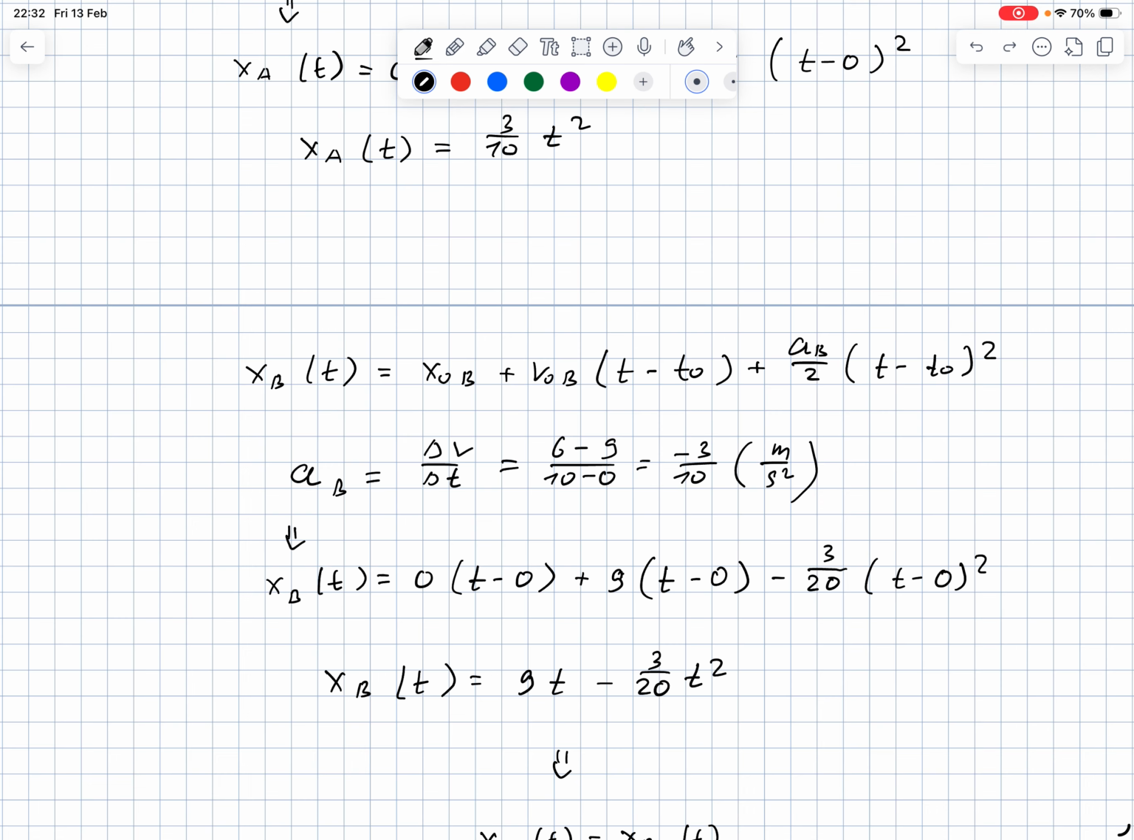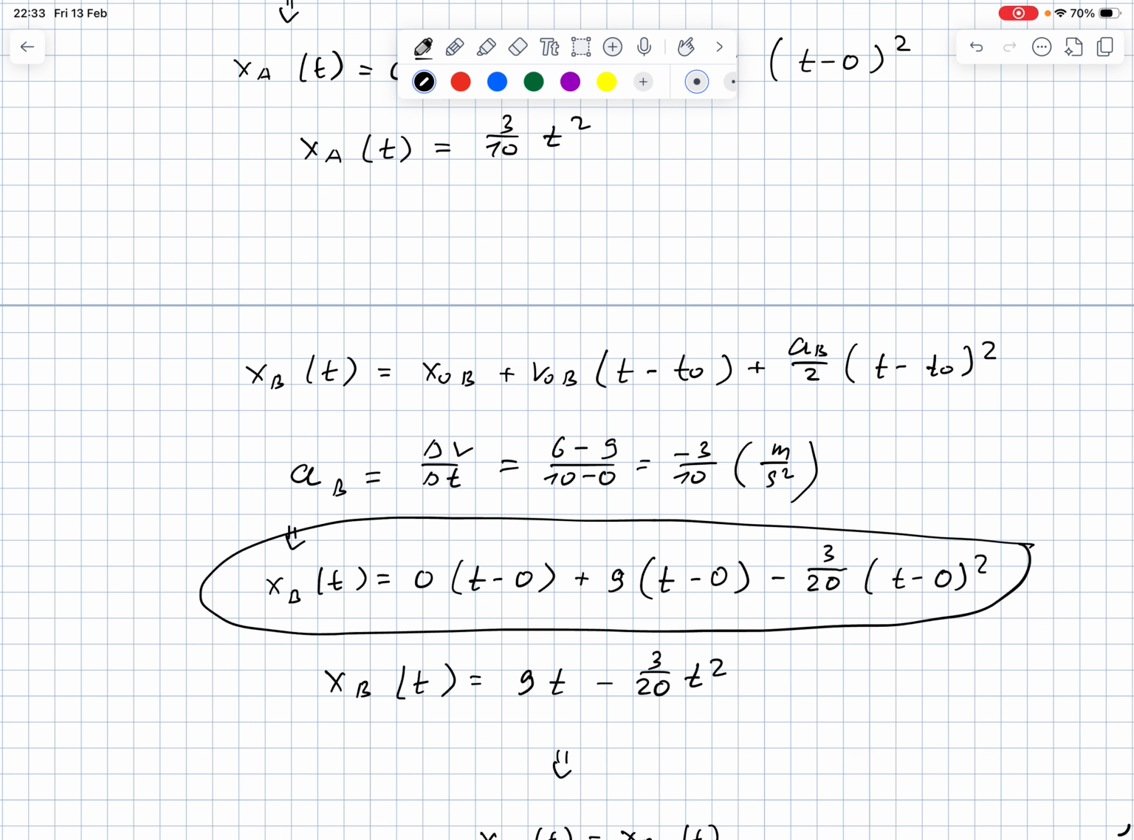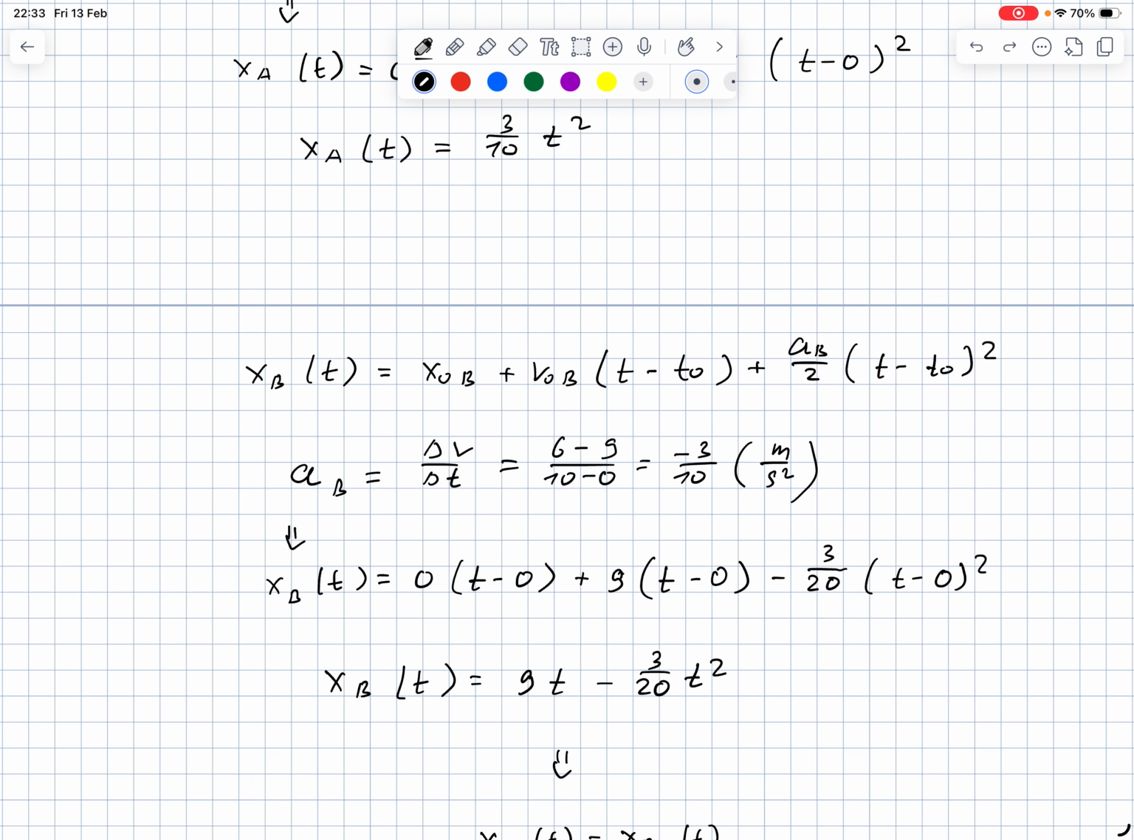And again, we're going to substitute all those parameters of this formula with known values, which we can see here. And finally we get this expression of position of object B. Actually, we can also say that this parabola would be unhappy because the coefficient of t squared is negative.